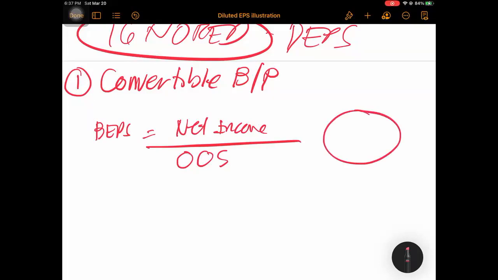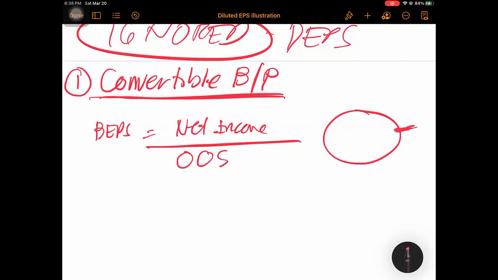Since this is our base amount, we identify if this convertible bonds payable is dilutive. Is it a dilutive security? Because if you compute diluted earnings per share and it is not lower than your basic earnings per share, then we do not compute it. We ignore the convertible bonds payable because we only consider those dilutive securities.